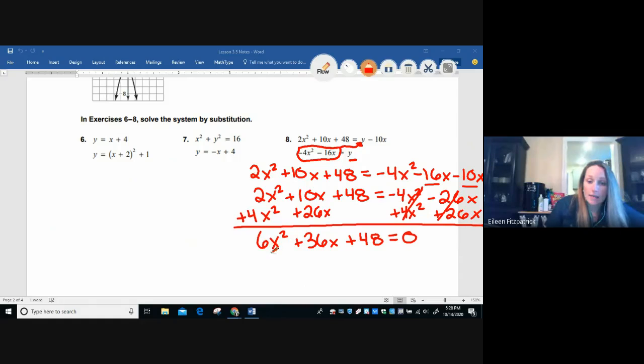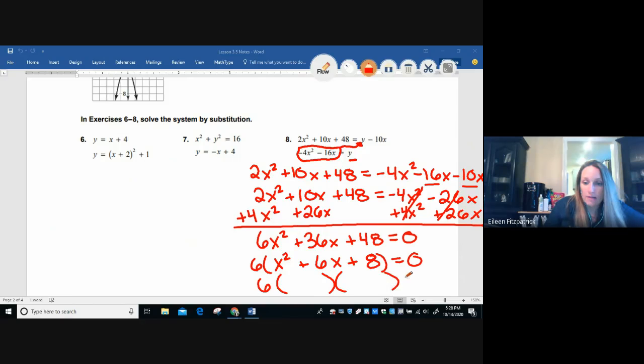It is quadratic. I look for my GCF, which is a 6. All right, 6 goes into 6 once, 6 goes into 36 6 times, and 6 goes into 48 8 times. And then I try to factor what's inside the parentheses by using reverse FOIL, guess and check. What 2 numbers multiply to 8 and add to 6? A +4 and a +2.